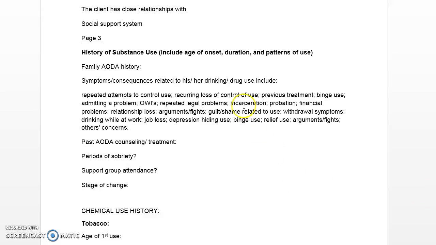For incarceration, client reports 2 OWIs resulting in incarceration for however many days. Probation, client is on probation for Marathon County, probation and parole with agent so-and-so, and how long they'll be on probation. Whether or not they have any past AODA counseling or treatment history, who they were with, when that was. Any periods of sobriety in the past would want to be noted, whether or not they've ever gone to AA, NA, any sort of support group attendance, and then also asking, was that effective? Was it helpful? And then looking at the stages of change, what stage of change do you see your client in? And you would want to note that. So, client appears to be in the pre-contemplation stage of change, or whatever. So that would all be in paragraph format.